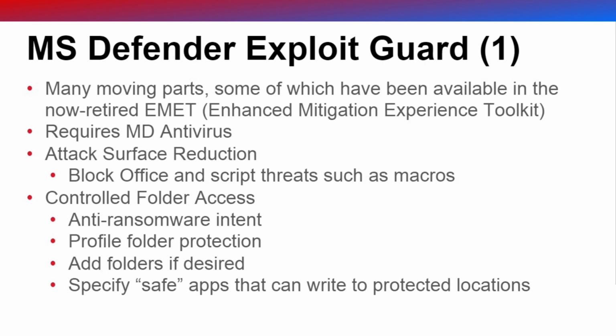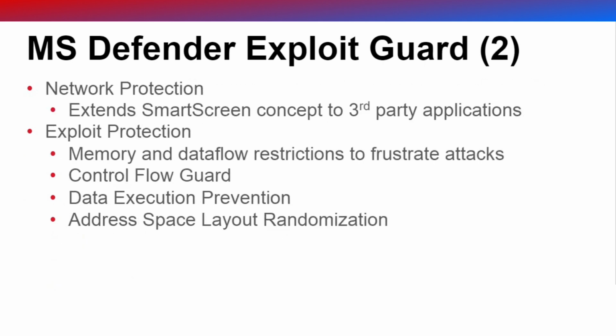Now, more stuff on Exploit Guard. This is the way we can extend that SmartScreen reputation filtering concept to third-party applications. That's called network protection in the Exploit Guard umbrella of capabilities. And then we also have a collection of things that are really esoteric called exploit protection. These are capabilities that largely focus on managing memory. So we have, for example, memory restrictions and data flow restrictions to frustrate certain types of malware attacks.